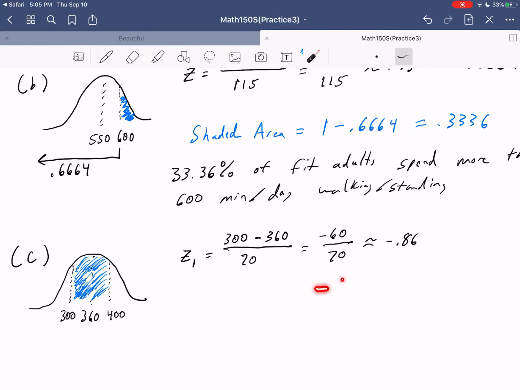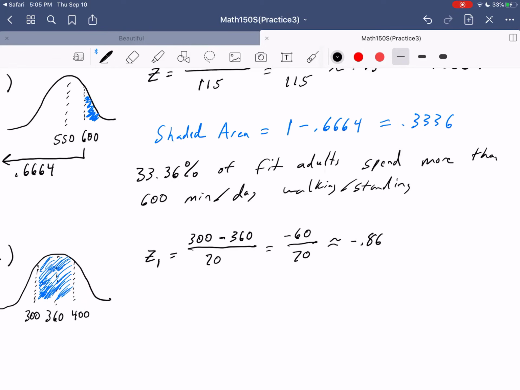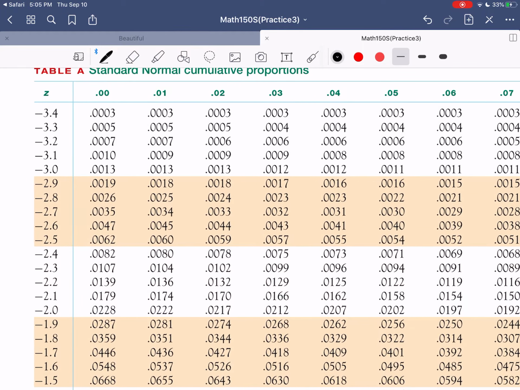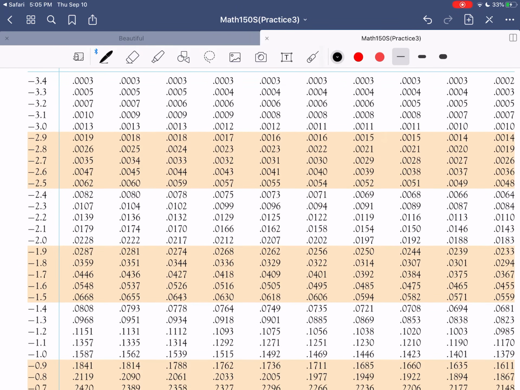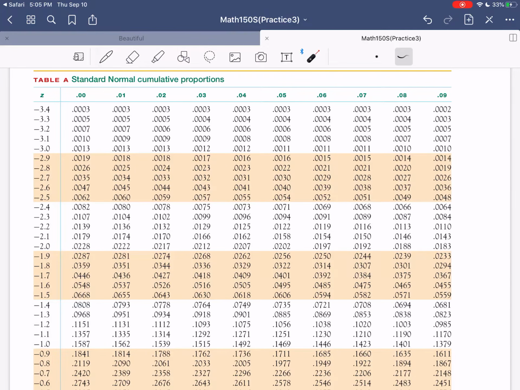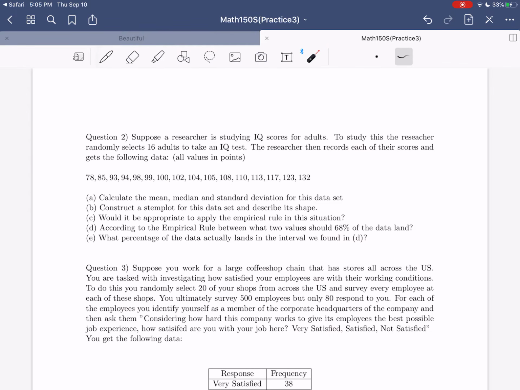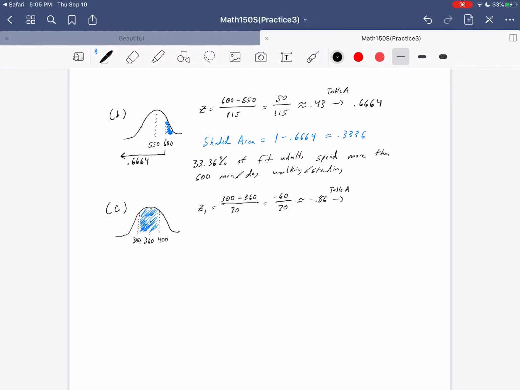So we're going to look this up as negative 0.86 on table A. So let's go ahead and do that. So we go to table A, zoom out a little bit, negative 0.86. So zoom out a little bit more. There's our negative 0.8. There's our 6. So if we put those two together, looks like we should find 0.1949. So for this one, after looking up on table A, we can find 0.1949.